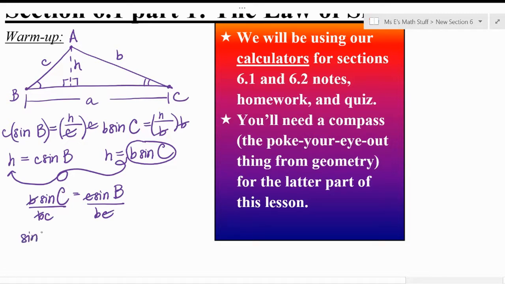So sine of angle C over side length c is exactly the same as the sine of angle B over side length b. And then we could go through this process all over again, just dropping a different altitude. And we could tie in the last little piece here, which would be sine of angle A over side length a. There we go. And this, my friends, is the law of sines.